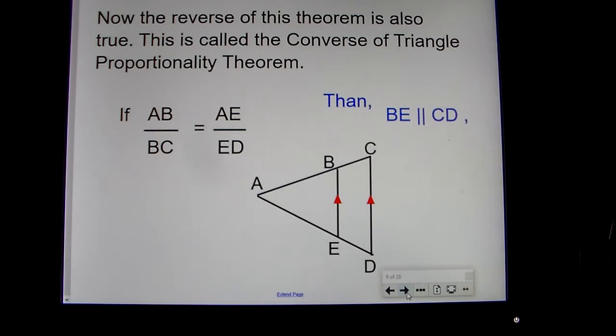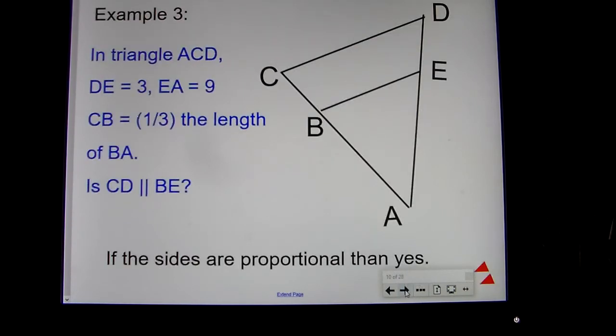Now the reverse of this theorem is also true. This is called the converse of the triangle proportionality theorem. So in other words, if the ratio of AB, this length right here, divided by BC is equal to AE divided by ED, if they're proportional, that means BE and CD, these two lines, are parallel. That's what the converse theorem is saying. So now let's do something like this. In triangle ACD, DE from here to here is 3. EA is 9.